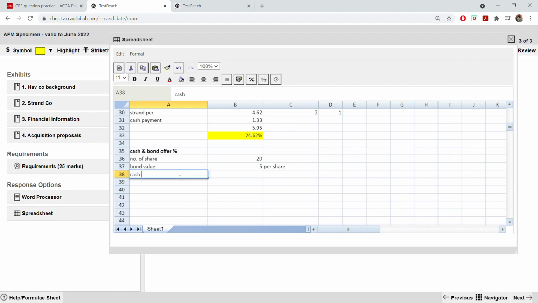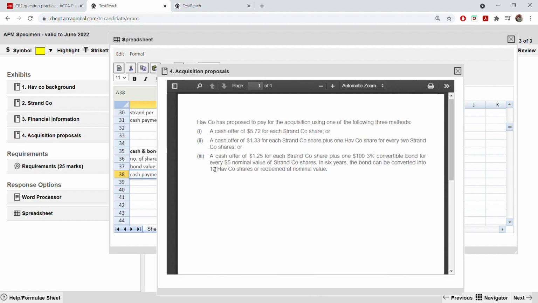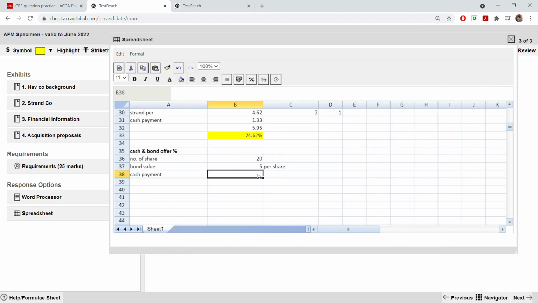So the cash payment is what? Cash payment is this. This is 1.25. So simply here also add both. You have the bond price per share and cash also. 5 and 1.25, which is 6.25. So this is 6.25 per share.